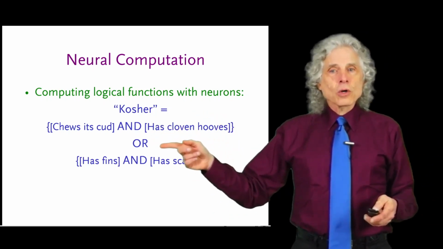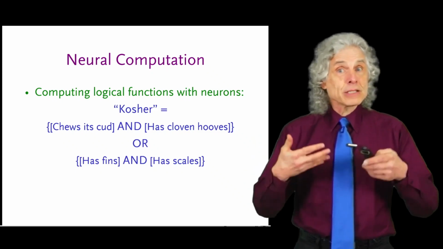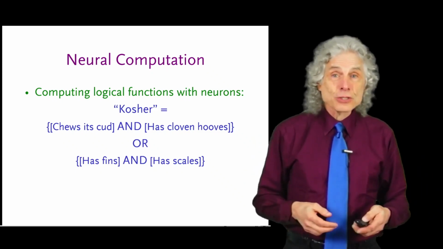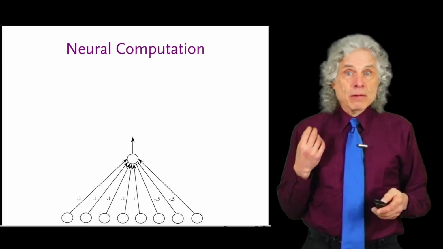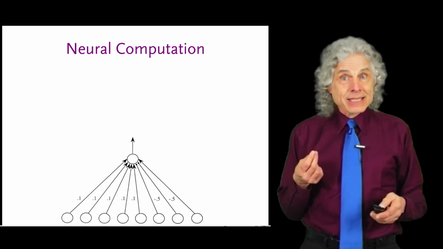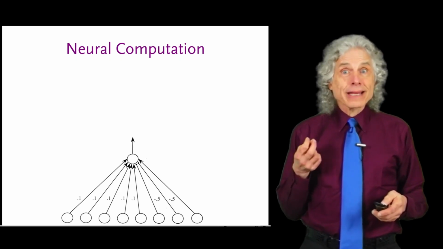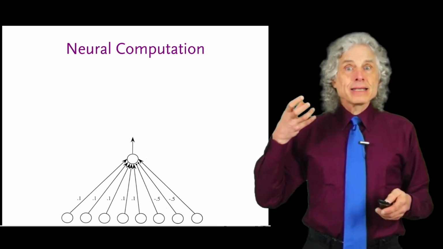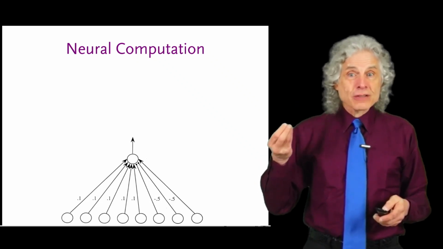So and, or, and not are the way that simple concepts get combined into complex concepts in any intelligent system. How does that work? Well, an epochal discovery about neurons is that they have what it takes to compute logical functions, and, or, and not. So you can go from tissue, from cells, to logic, combinations of concepts.